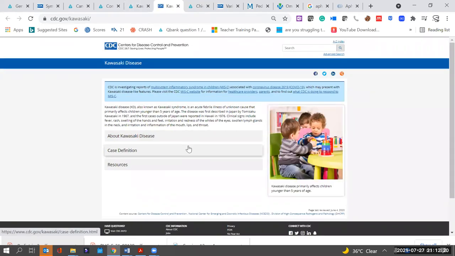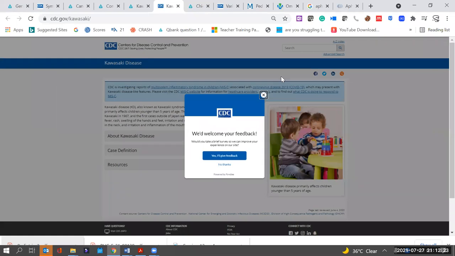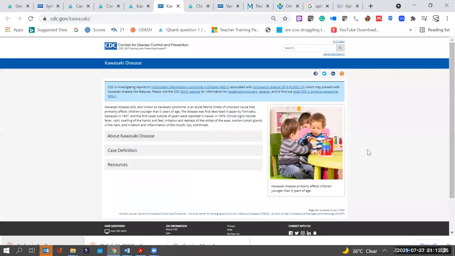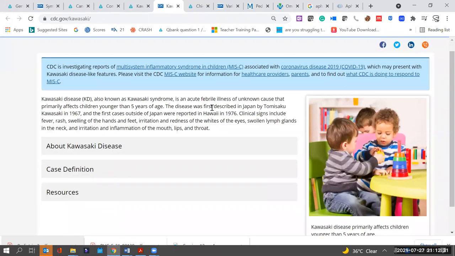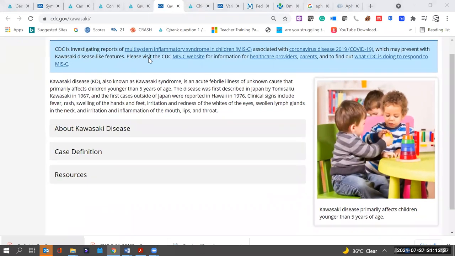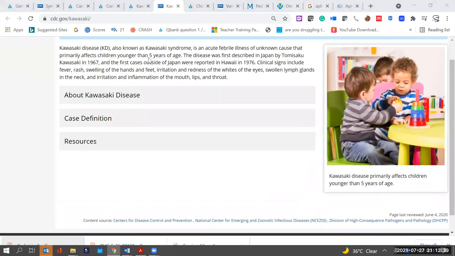Okay. So what is CDC? CDC is a main organization which is actually preventing diseases, just like WHO. Infectious disease prevention, yes. I forgot the full name, but CDC is the main organization which provides guidelines for treating this disease. It's something like Centers for Disease Control.